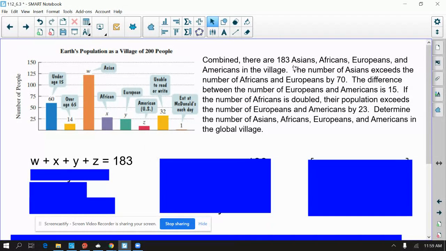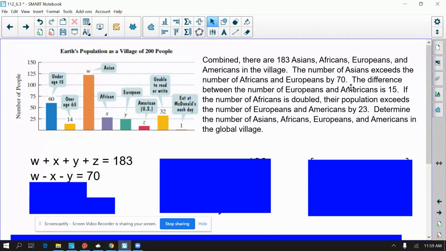The second sentence, the number of Asians exceeds the number of Africans and Europeans by 70. So remember, Asians is W. So if I take all the Asians and if I take away the Africans and the Europeans, I would still have 70 people left over because Asians exceed all the Africans and Europeans together by 70.